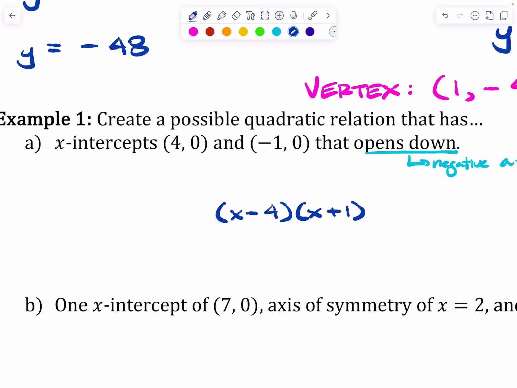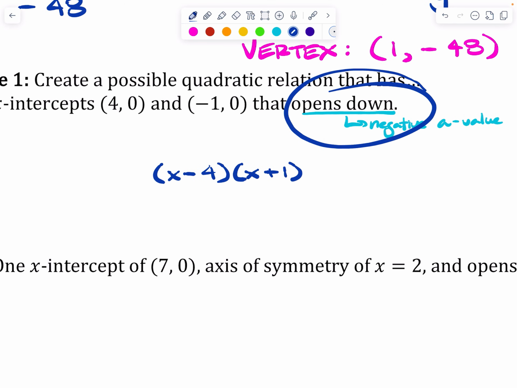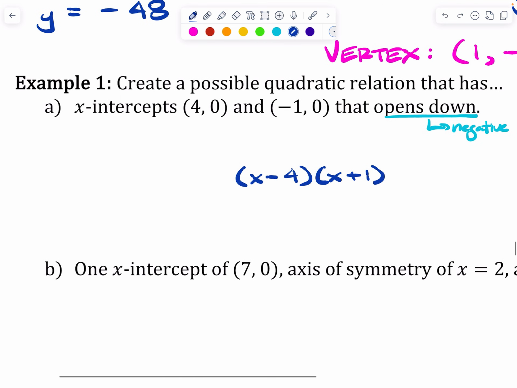So that's pretty decent. We could try saying, oh yeah, y is equal to all that stuff. But don't forget, opens down. So we need a negative a value. Throw anything out there in front. Could be negative 100, negative 72, negative 1. But just put something out there. And then of course, don't forget, it relates to y.